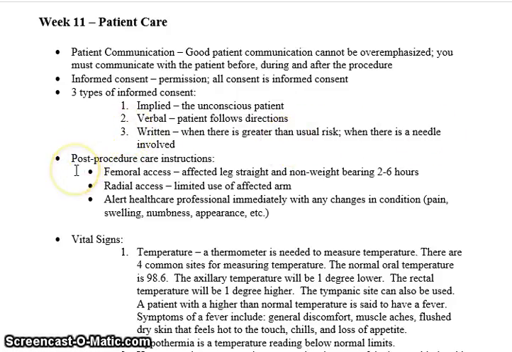Okay, post-op instructions. Of course, this is going to vary from place to place and what kind of closure device you use, things like that, but just need to think about it. Remember that if it's femoral access, that affected leg is straight and non-weight bearing for 2 to 6 hours. Radial access, limited use. Here's the main thing. Just stay alert and be aware of any changes in condition. So pain, swelling, numbness, appearance, things like that.